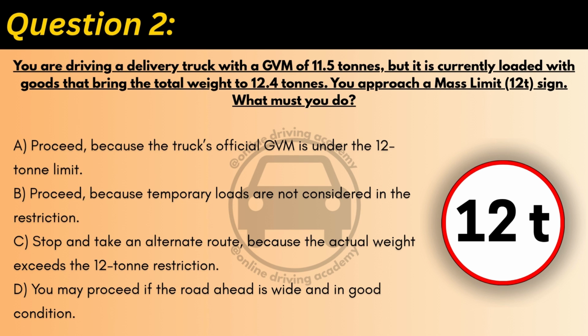So you should therefore look for an answer indicating that you are not allowed to drive in that lane or on that road. Now if we look at our answers, option A would be proceed because the truck's official GVM is under the 12 ton limit. That is incorrect. Option B says proceed because temporary loads are not considered in the restriction. Again, that is also incorrect. Option C says stop and take an alternate route because the actual weight exceeds the 12 ton restriction, and that is actually correct.